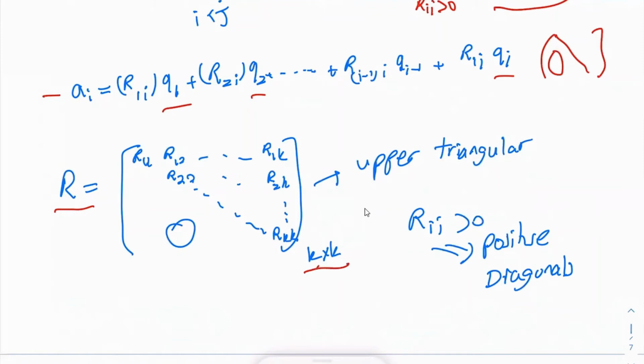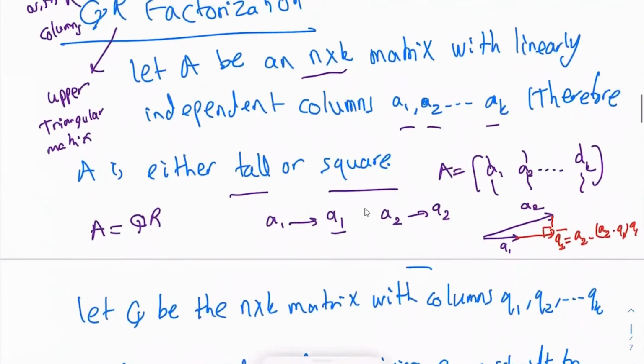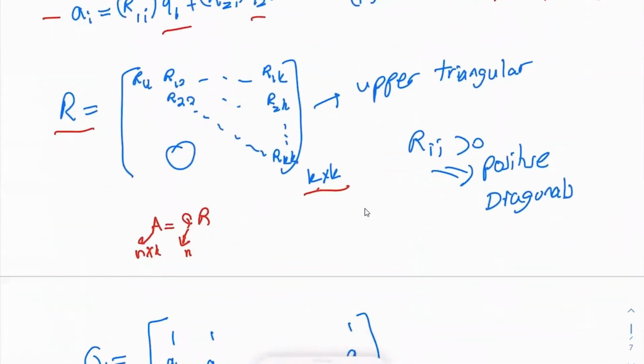It's K by K. Why is it K by K? A is QR. A is N by K, right? Q is N by K. R is K by K. Must be K by K. Right? Okay, good. So here I define it here.